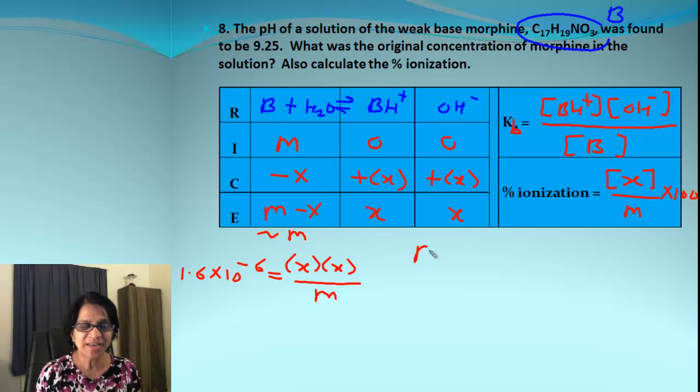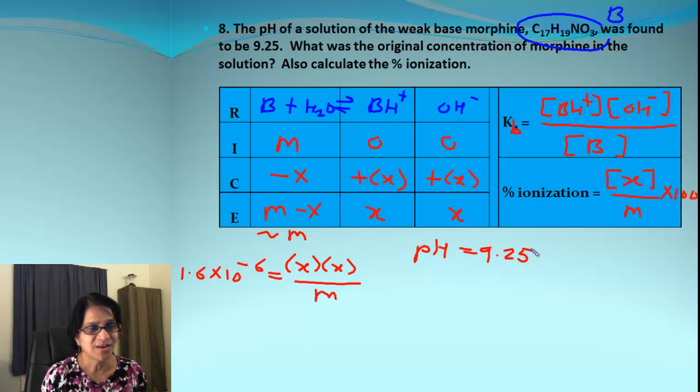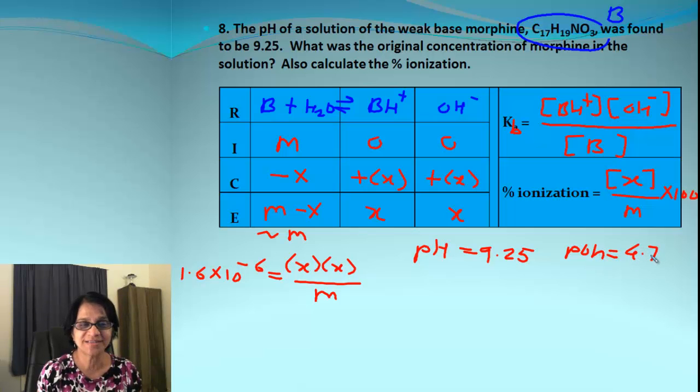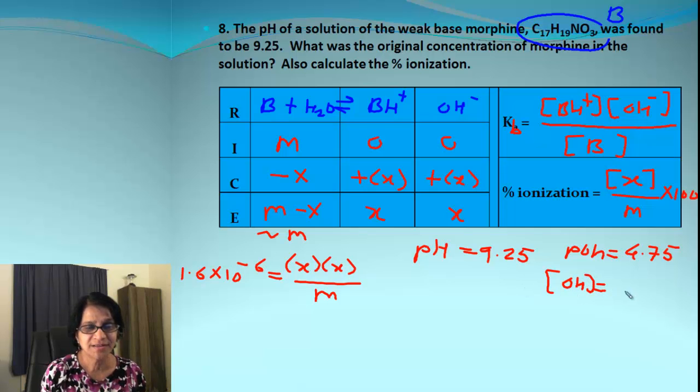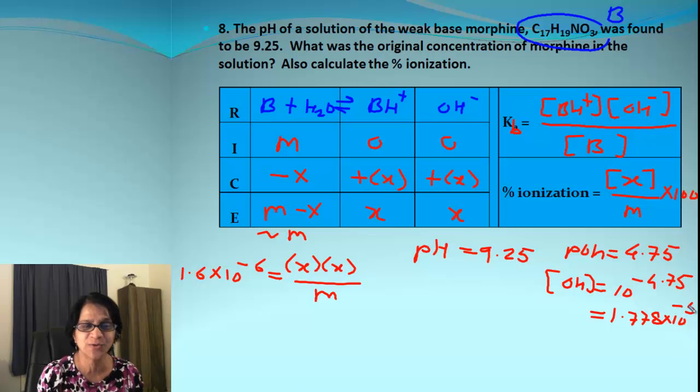What is X? We can find X using the pH value. So pH is 9.25. With that, we can find pOH. pOH will be 14 minus 9.25, which is 4.75. And if you know pOH, you can find out the hydroxide concentration. That will be 10 to the negative 4.75, and that gives you the value as 1.778 times 10 to the negative 5.